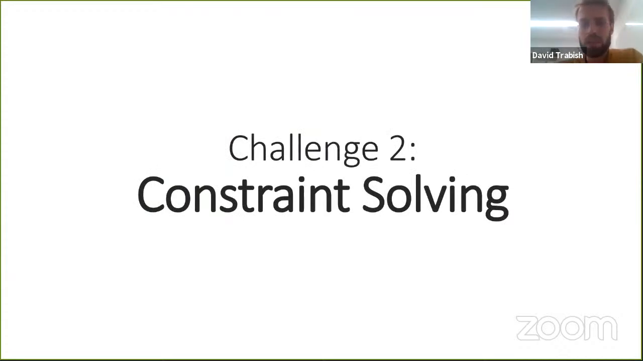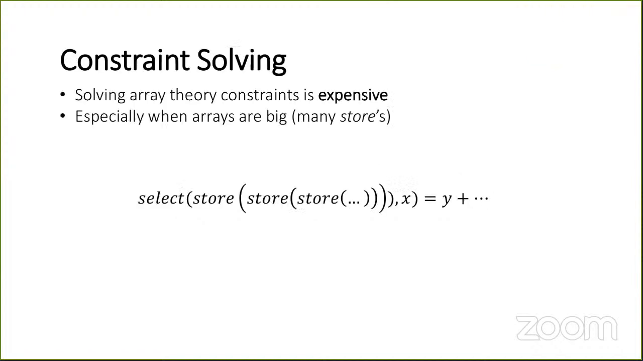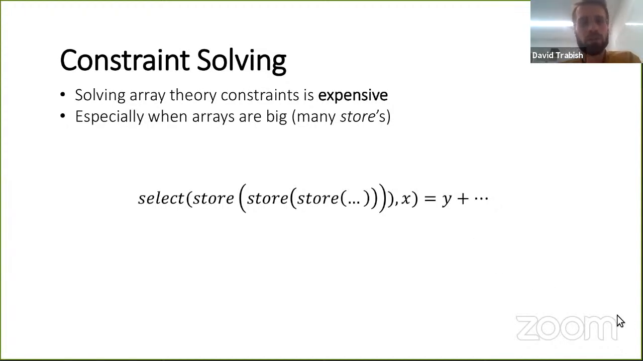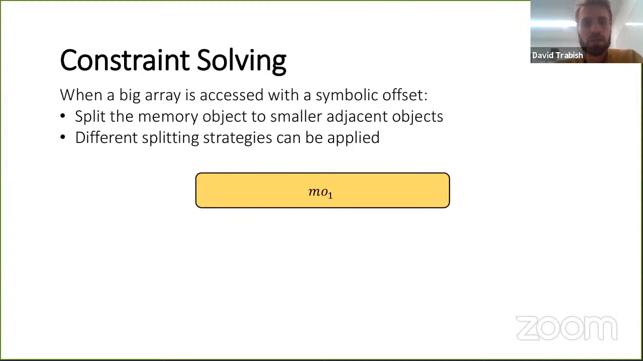Now let's move to the second challenge, which comes from constraint solving. Solving arbitrary constraints is known to be expensive, especially when we have big arrays, which means expressions with many stores. These kinds of constraint expressions are created when we have an object which is accessed with a symbolic offset.